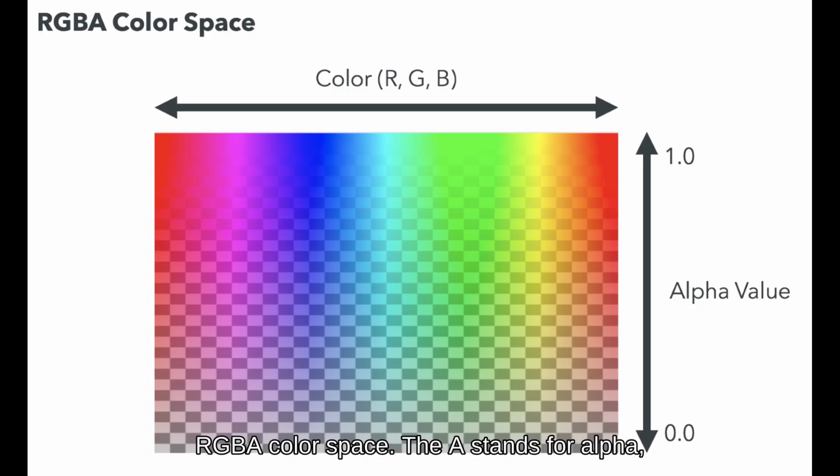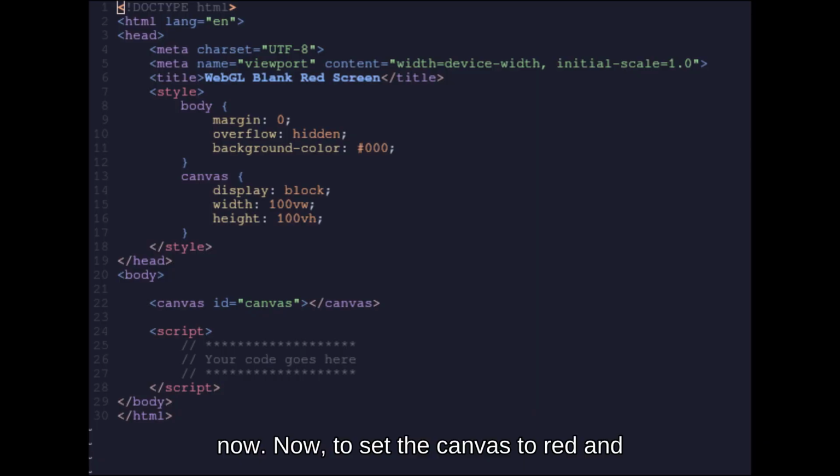I mentioned the RGBA color space. The A stands for alpha, which represents opacity. We don't need to worry about opacity for this project, so we'll just leave it at full opacity for now. Now, to set the canvas to red and wrap this up, we're going to do 2 things. First, we'll configure the color the screen defaults to when it resets, or in other words, is wiped clean. Then we'll tell the GPU to actually perform this screen clear operation.